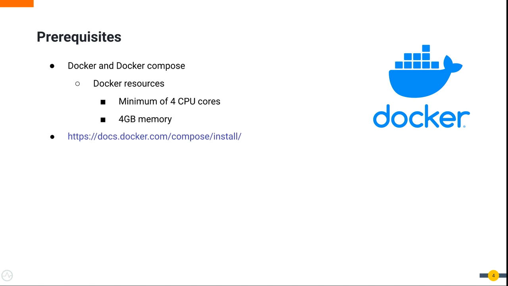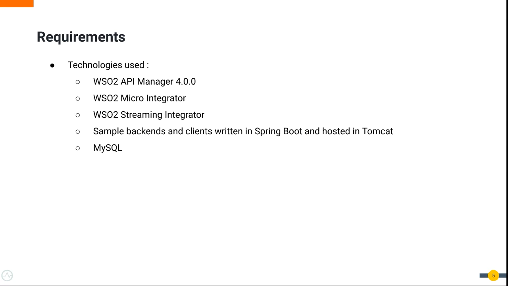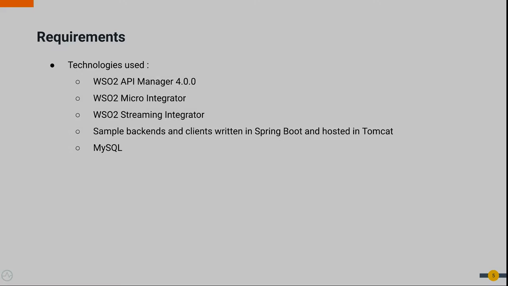Docker and Docker Compose are required to try out these tutorials. Allocate a minimum of 4 CPU cores and 4 GB memory for Docker resources. WSO2 API Manager 4.0, Micro Integrator, Streaming Integrator, MySQL, sample backends and clients written in Spring Boot and hosted in a Tomcat server are required to cater to the requirements.